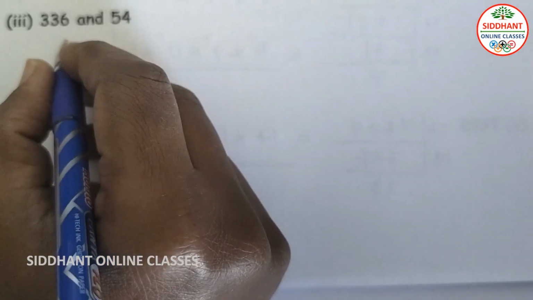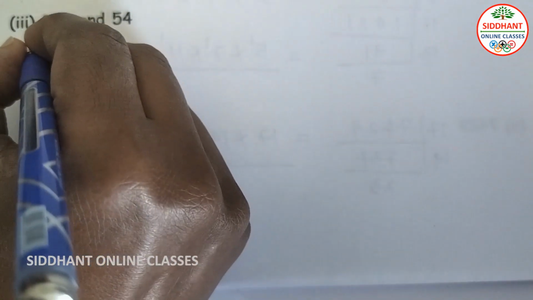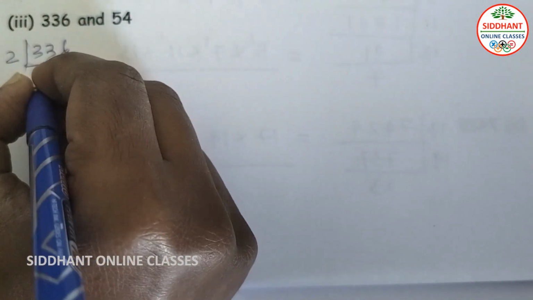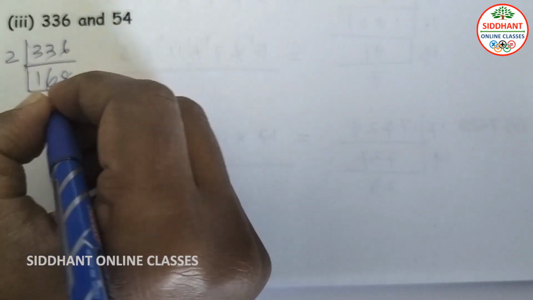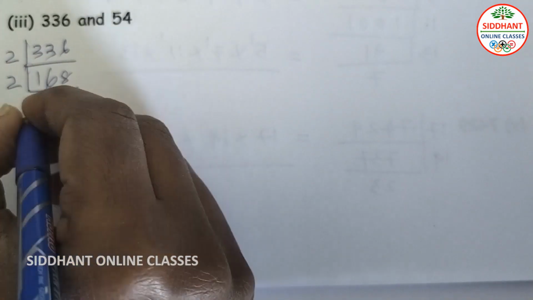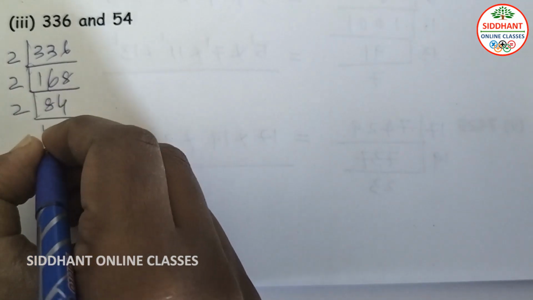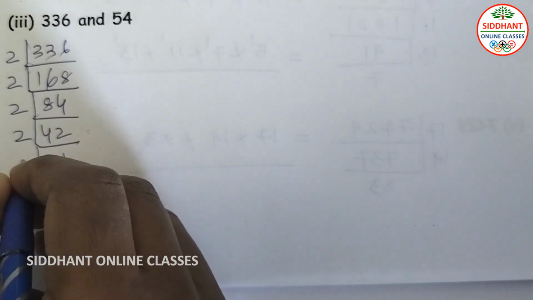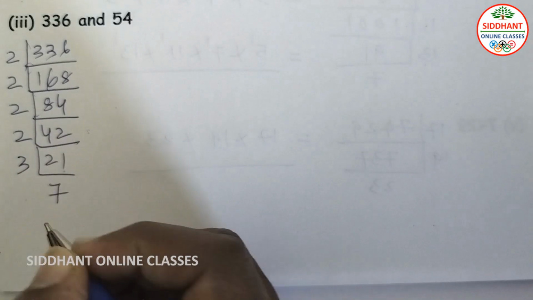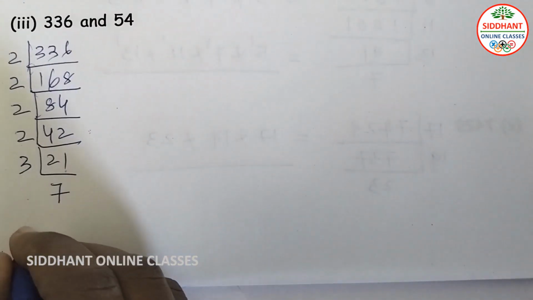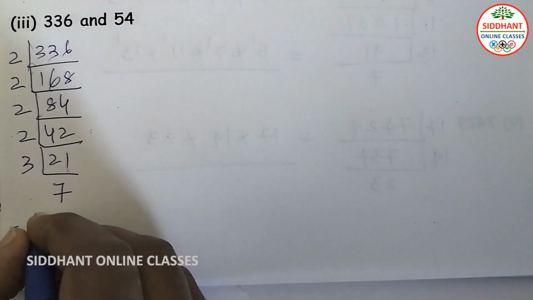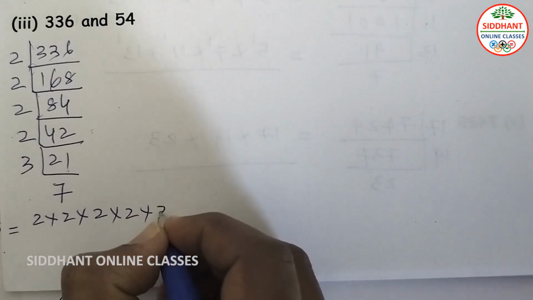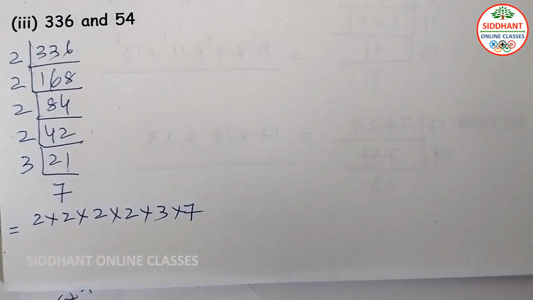Next, the third pair of numbers: 336 and 54. Now 336 divided by 2 gives 168, divided by 2 gives 84, again divided by 2 gives 42, divided by 2 gives 21, and divided by 3 gives 7. So the factors are 2 into 2 into 2 into 2 into 3 into 7.